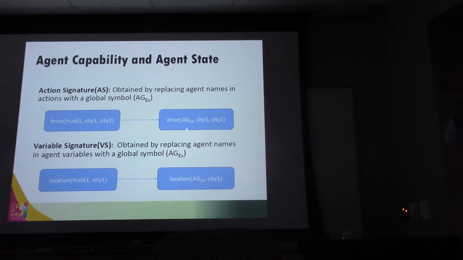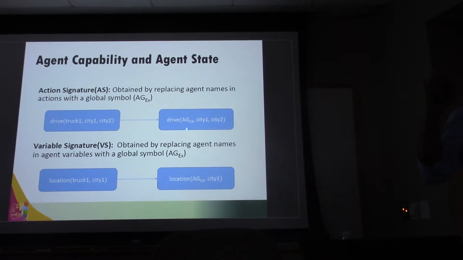Unfortunately, if you look at just the grounded actions, you might not be able to get a good idea about the capabilities, because each of these sets will be unique since they contain the agent name. So it doesn't really give us a good idea about the capabilities itself. So what we do is we replace, within this action list, the name of the agent with this global symbol. Now the list we get is called an agent signature.